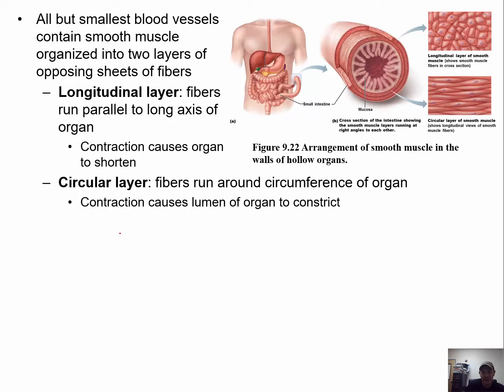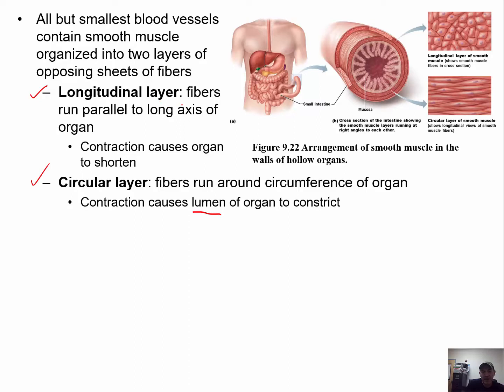In one of the layers, the muscle fibers are going to run lengthwise with the organ, and those will be called the longitudinal layer. And then in the other one, the fibers would be arranged in a pattern that goes around the organ, and that would be the circular layer. So when the circular layer contracts, that would cause the lumen of the organ to constrict.